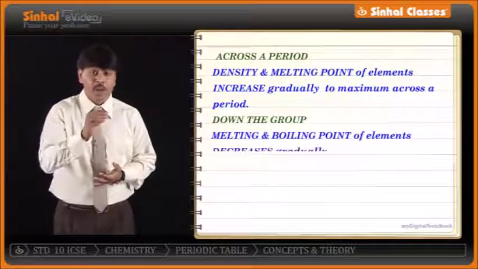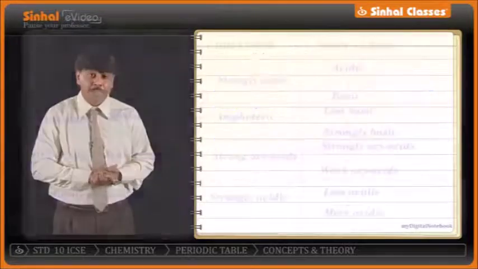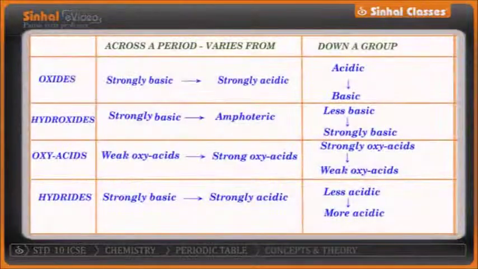boiling point will decrease. In case of certain chemical properties like oxide formation, across the period it becomes strongly basic on the left hand side, but as we move towards the right it becomes strongly acidic. Whereas if we go down the group, initially it is acidic, as we move downwards it becomes basic oxides.